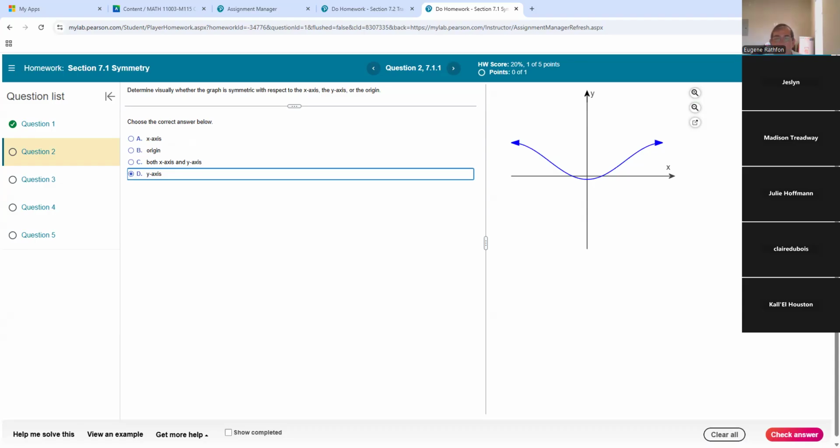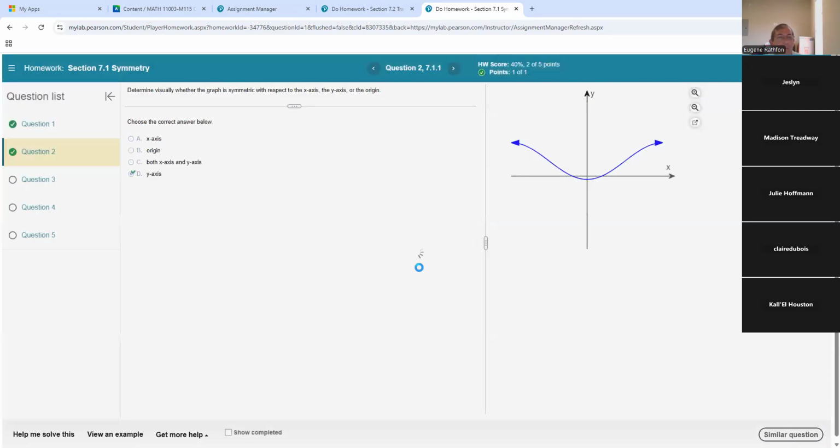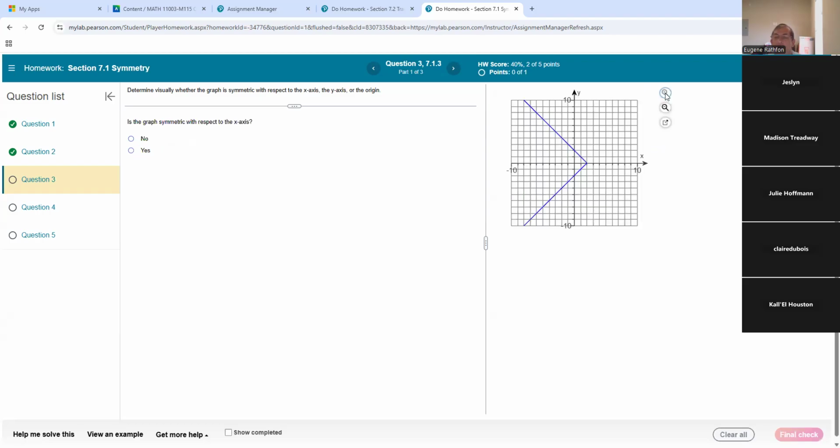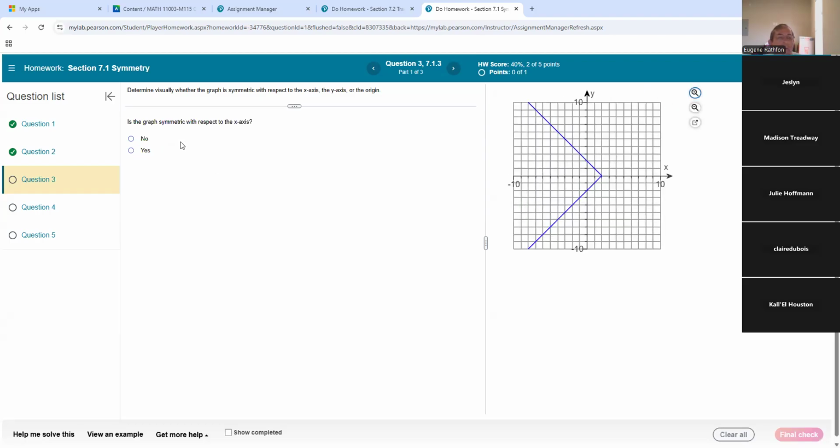All right, y'all, so let's see. Now, this one's going through them one by one. So the first question they want to know, is this graph symmetric to the x-axis? Yes or no? So yes on that one. Okay, y'all. So you would put yes, and then you're going to check that one.